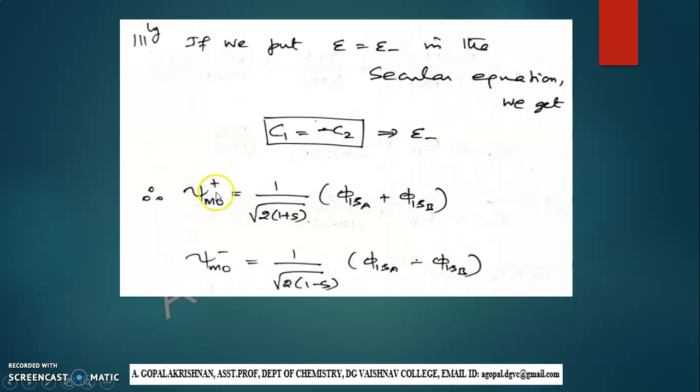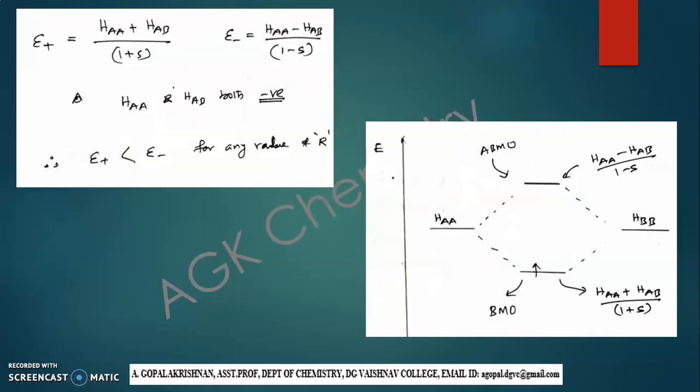So this is the wave function corresponding to psi plus state, and this is the wave function corresponding to psi minus state of the system. So this is the wave function for psi plus state, and this is the wave function for psi minus state of the hydrogen molecular ion.